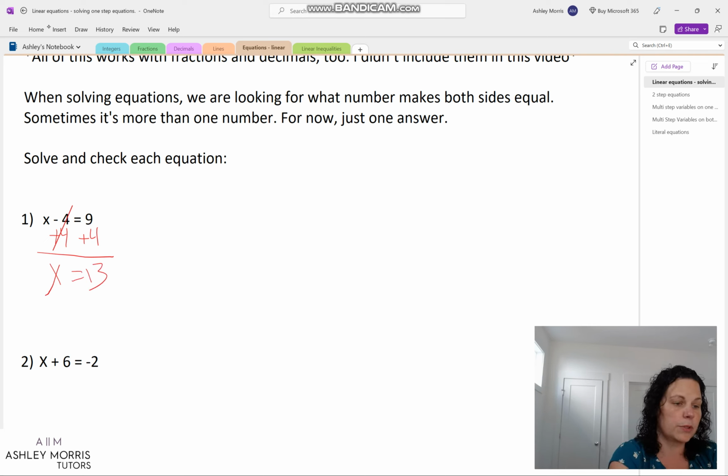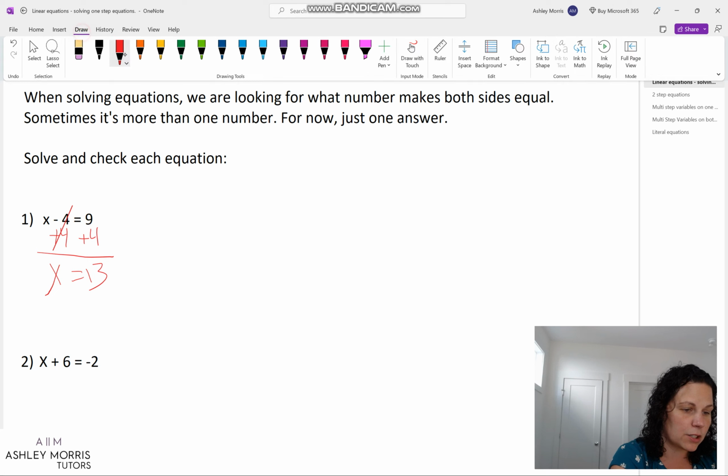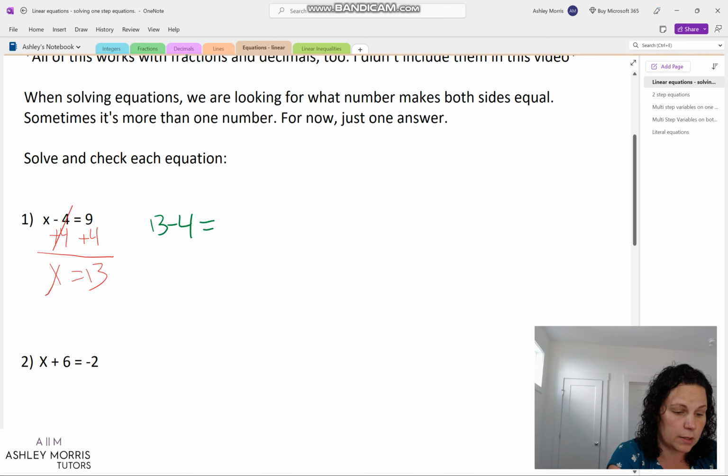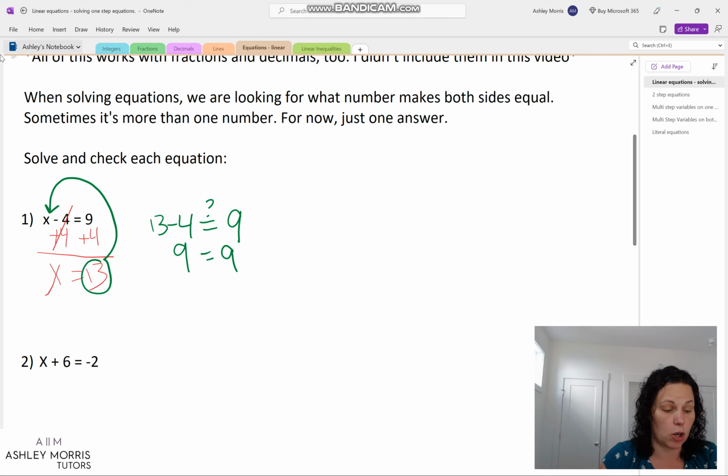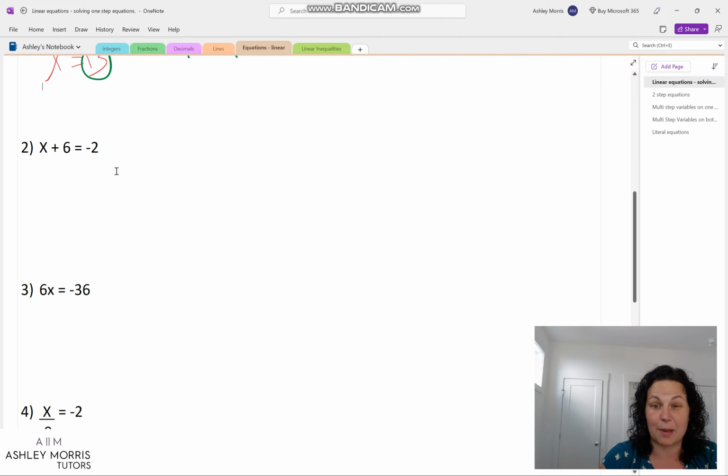So x equals 13. And I'm not going to check all of these, but I'm going to show you how. 13 minus 4, does that equal 9? It sure does. So what did I do? I took this 13 and I plugged it back in where the x was and made sure both sides were the same. And I highly encourage that you check all of these. I'm not going to for time's sake.